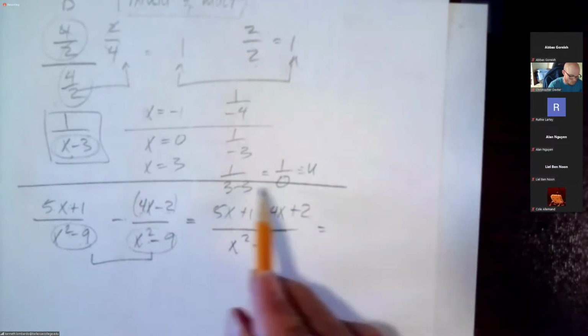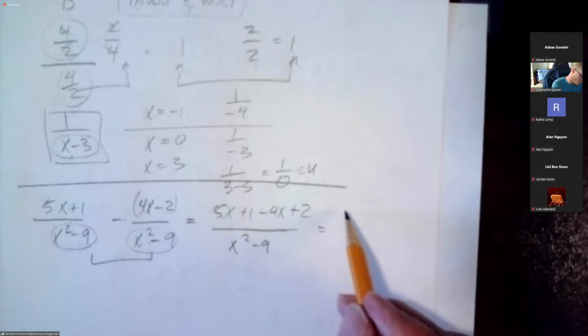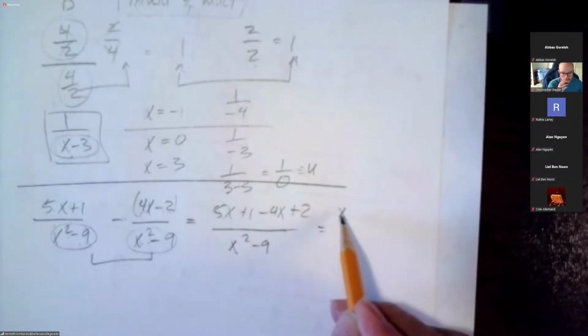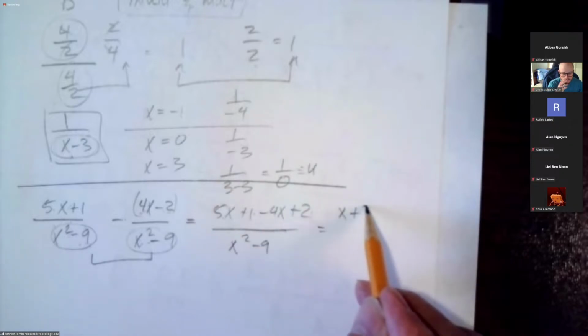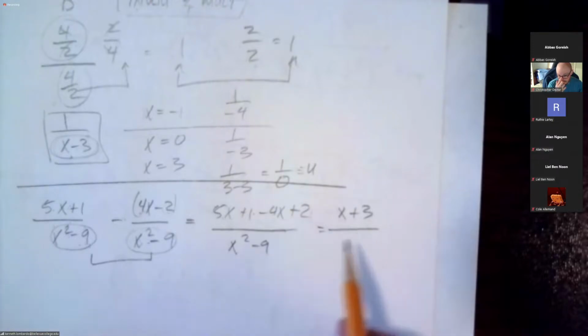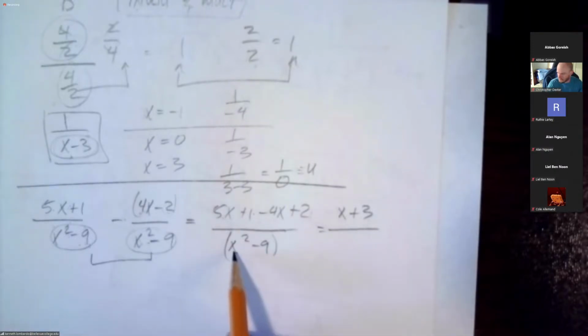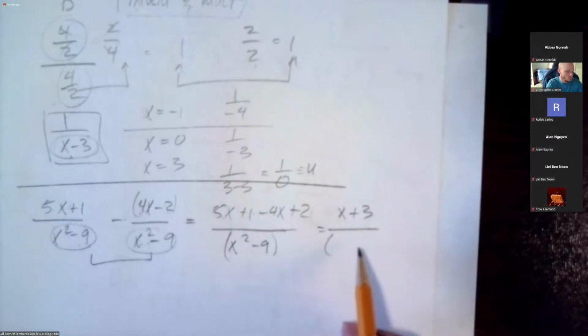Okay. So let's simplify the numerator. 5x minus 4x, that's just what? x, and 2 and 1 is 3. So is that an x plus 3 in the numerator? And in the denominator, when I factor x squared minus 9, what am I going to get?